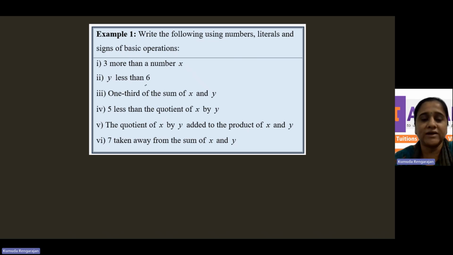Santosh, answer the second one. 6 minus Y. Very good. We understand? Because what comes after less than? 6. Less than means minus, and then Y.